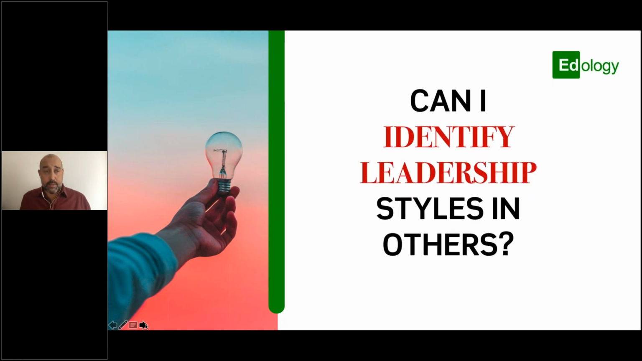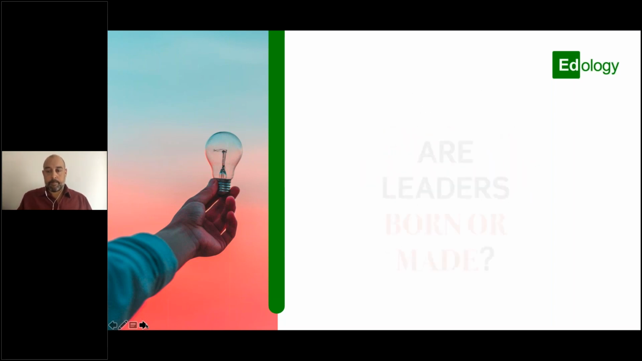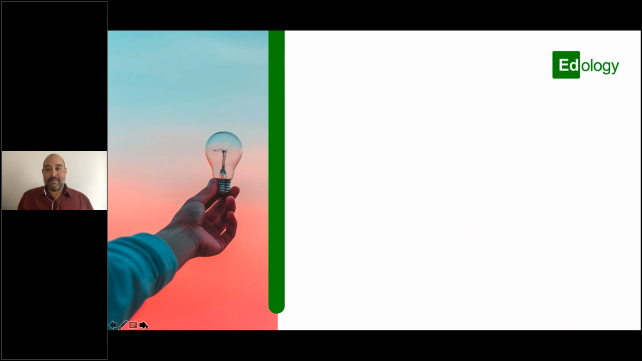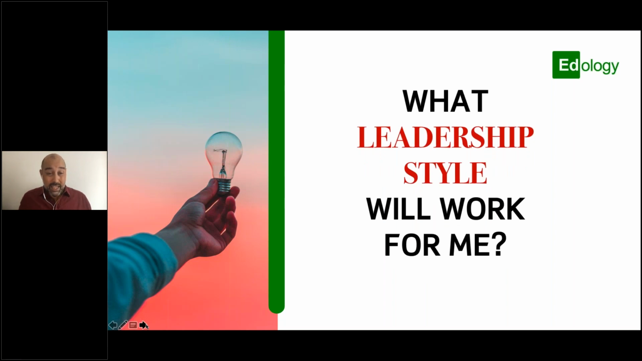Can I identify leadership styles in others, maybe previous bosses or current managers? Are leaders born or made? The typical question that we see and we answer on MBA courses. What leadership style will work for me? This is probably the most important question that you have to answer. What kind of leader do you want to be, and what kind of leadership style will work for you with the aims and objectives that you and your organization have?